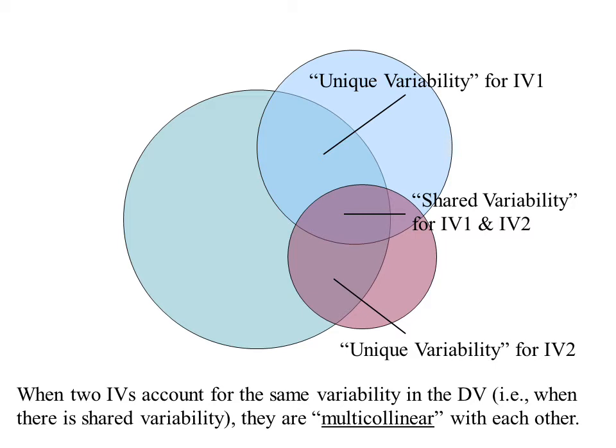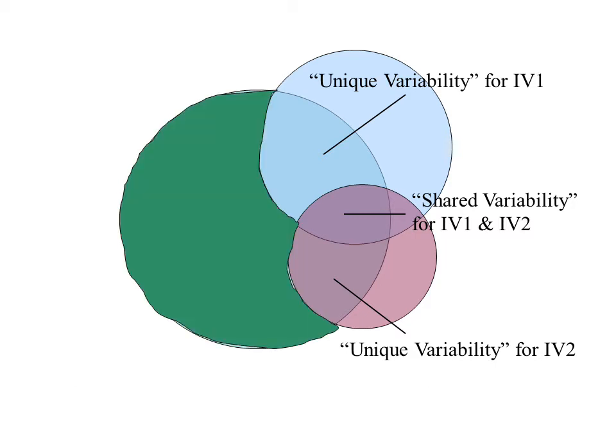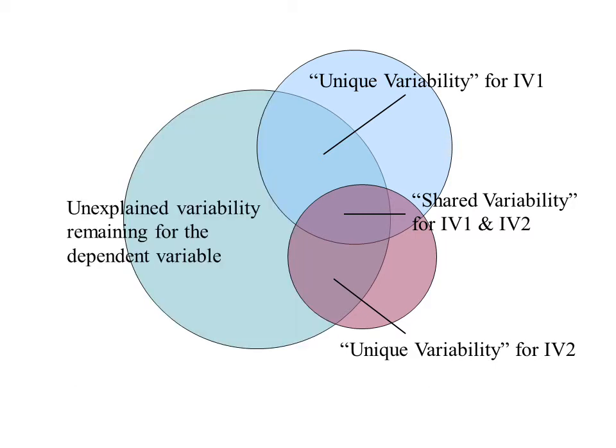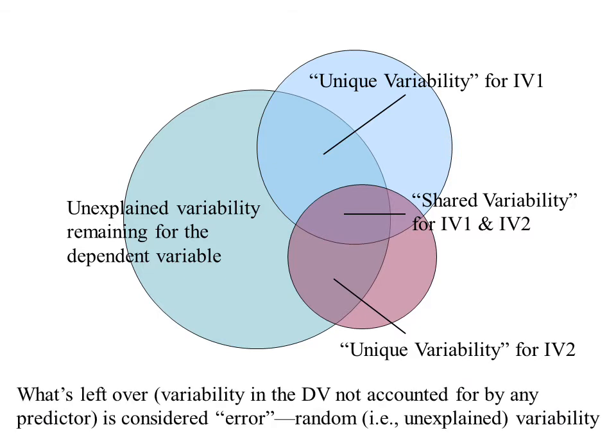And the technical term for this, where they overlap in terms of the part of the dependent variable they're accounting for, is multicollinearity. And this is what's left over, the variability we cannot explain. That's the unexplained, or we call it error variance. Error is just a way of calling it names. It's the part we don't understand yet.